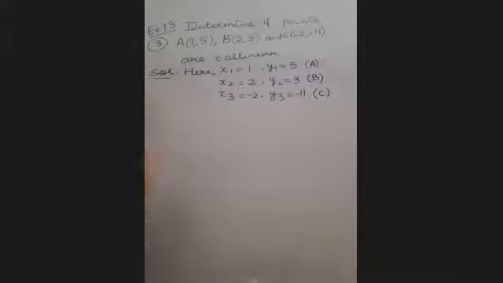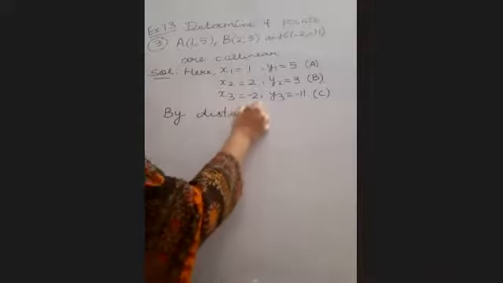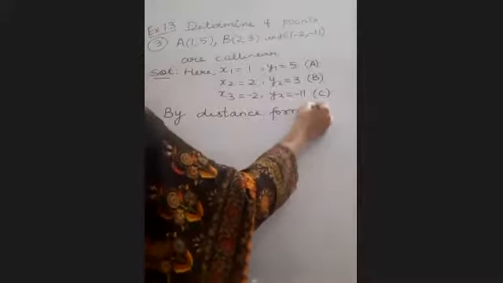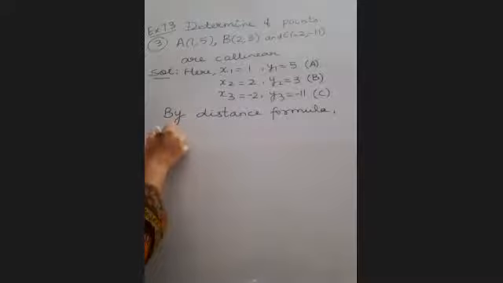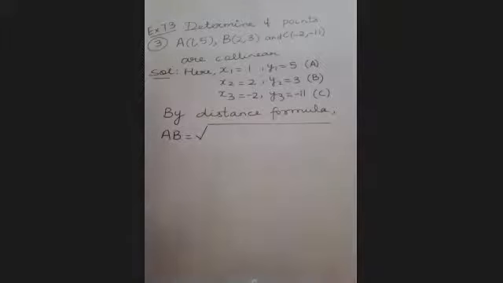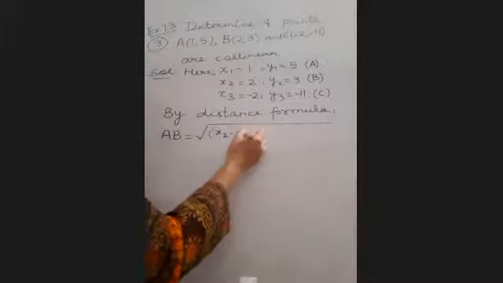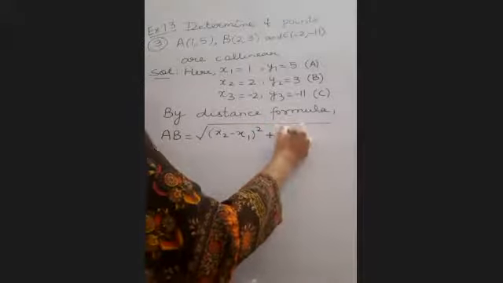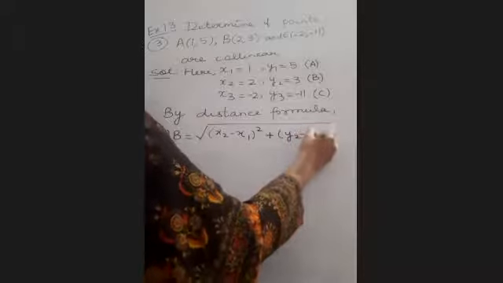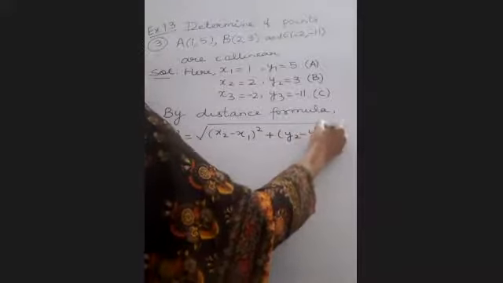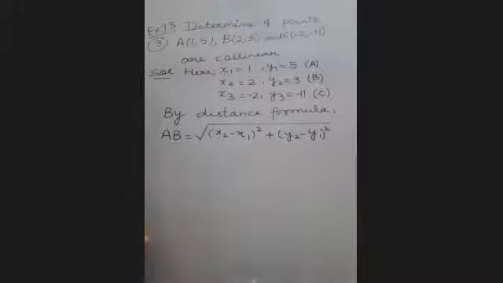Now, by the distance formula, what will be the distance AB? What should be the formula for finding AB? Square root of (x2 minus x1) whole square plus (y2 minus y1) whole square. Right? Children, put the values and solve it out.